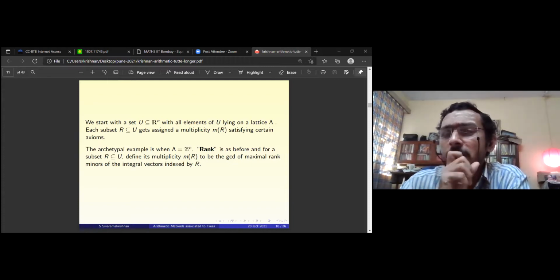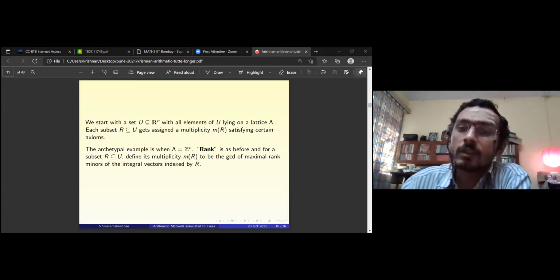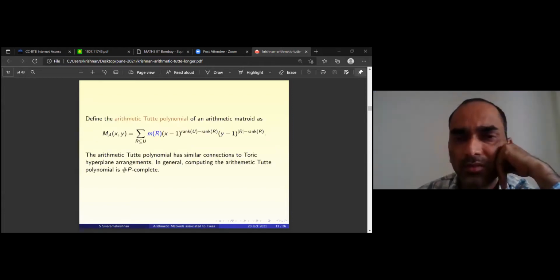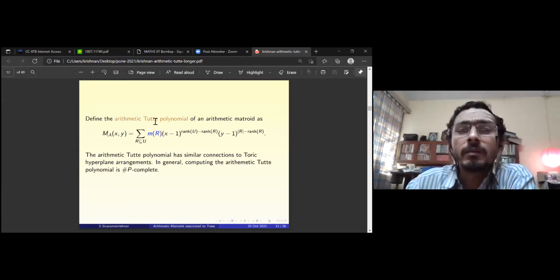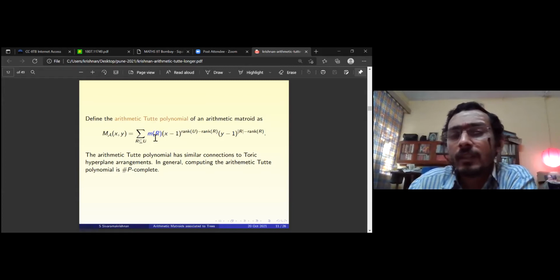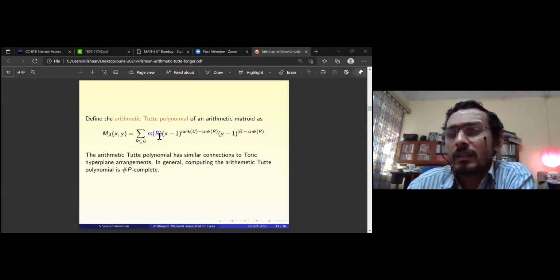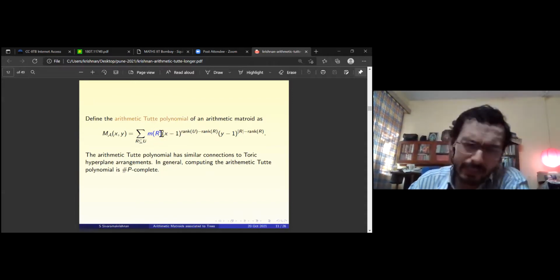But anything else? Okay, so is this okay? This rank. So we have this idea of multiplicity, and we have this arithmetic Tutte polynomial, very, very similar to the definition. Again, here I should sum over not R a subset of U, but R an element of A, the list. So you put the same thing as before. The only thing is you add this coefficient of multiplicity m of R. That's an extra term. That's it.